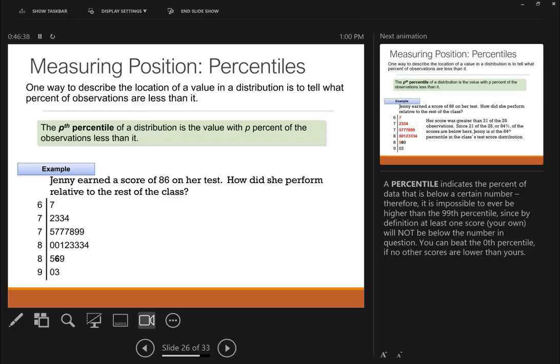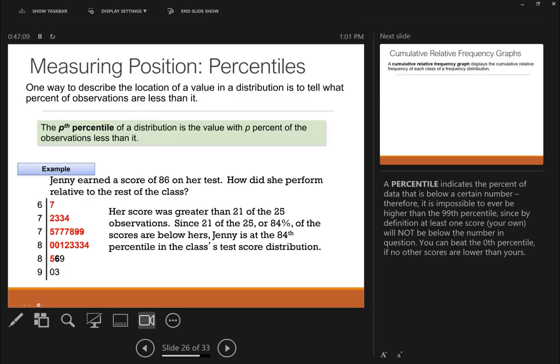So 1, 2, 3, 4, 5, 6, 7, 8, 9, 10, 11, 12, 13, 14, 15, 16, 17, 18, 19, 20, 21. So 21 total. And then I beat 21 people. And then I have myself and then 3 scores more, so there's 25 total people. So Jenny's percentile rank would be 21 out of 25, or 84%, or the 84th percentile.